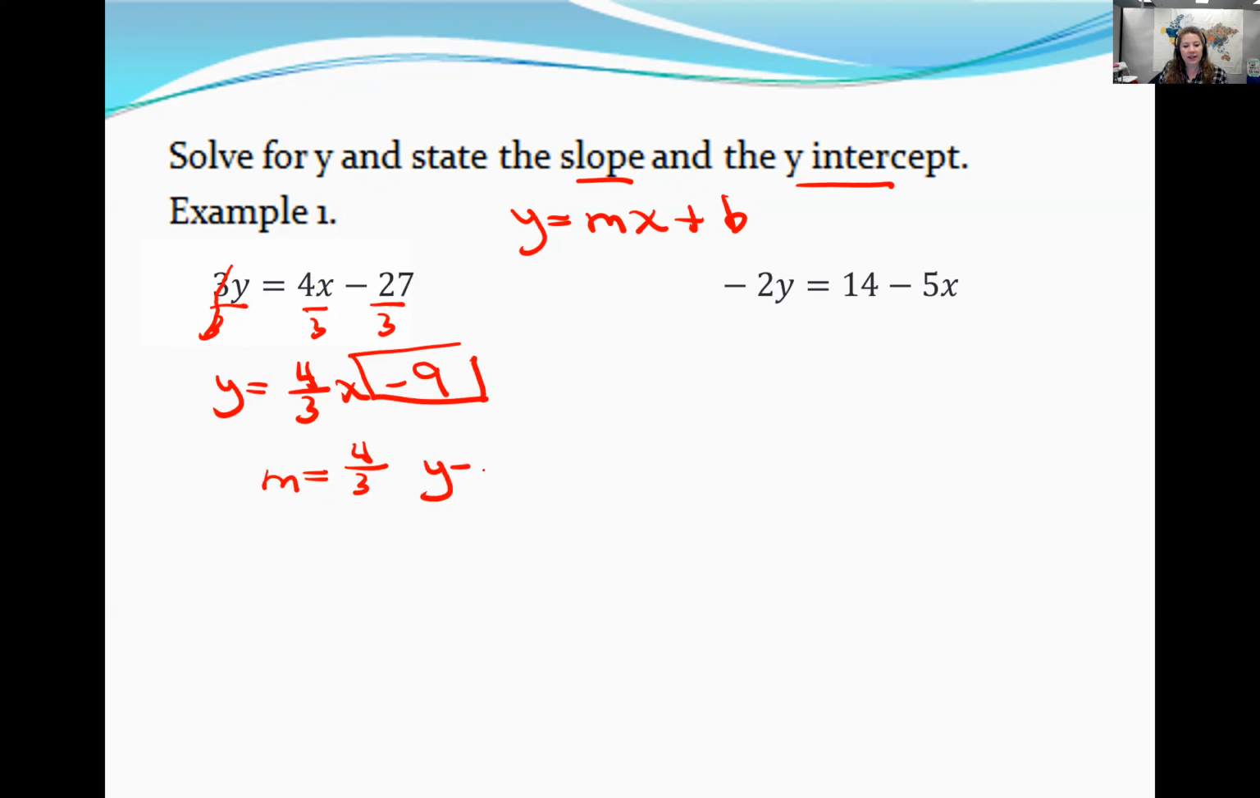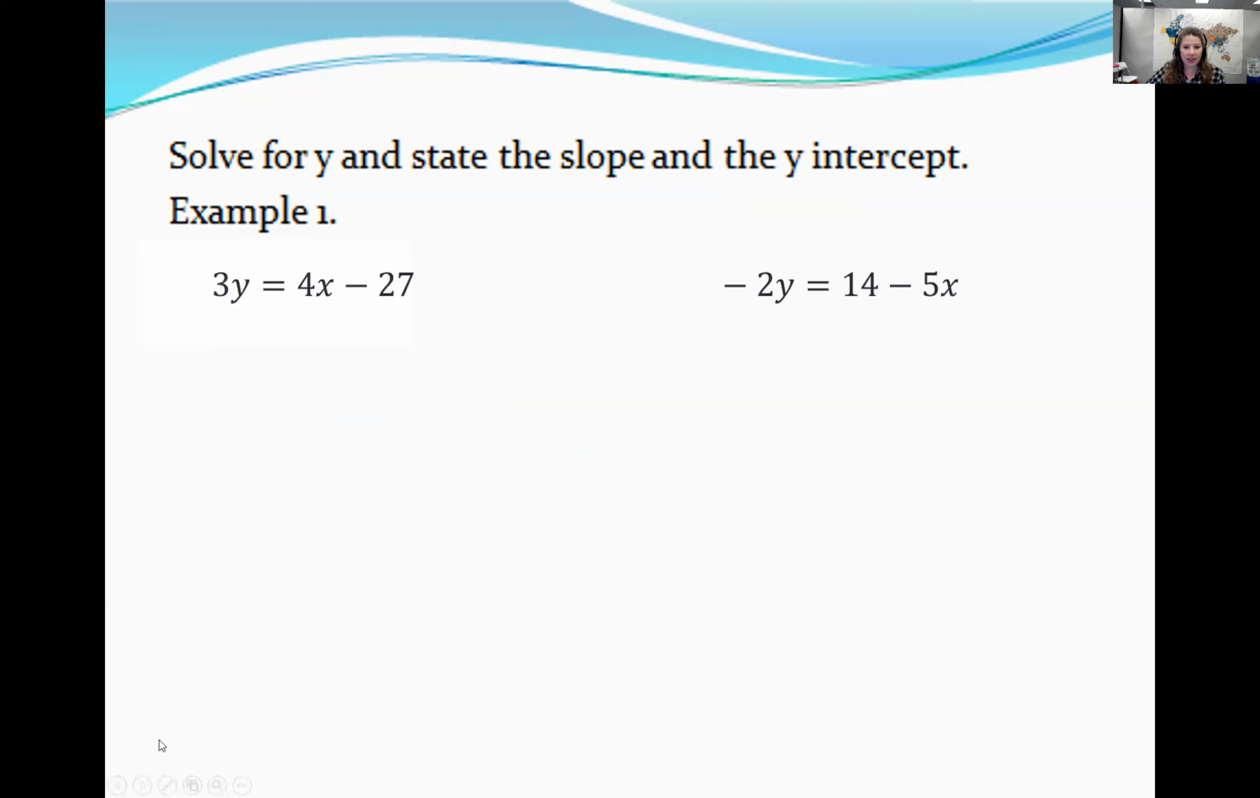And my y-intercept, which actually, yeah, that's fine. All right, y-intercept is 0, -9. Remember, your y-intercept is the y value when x equals 0. So the slope is 4/3 and the y-intercept is 0, -9. All right, let's do the next one.